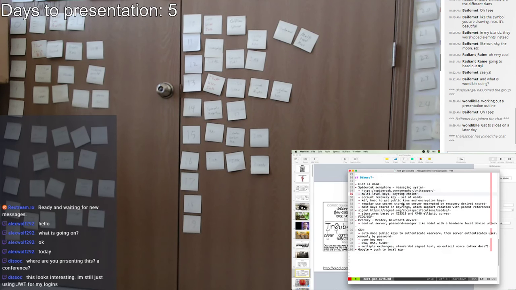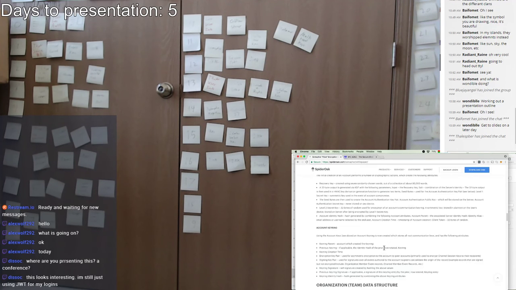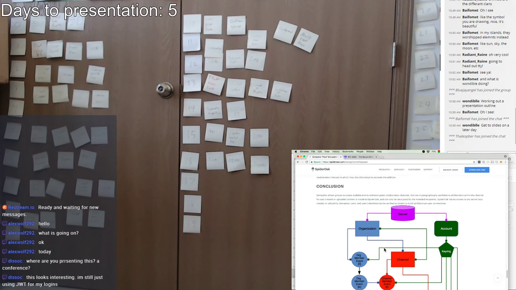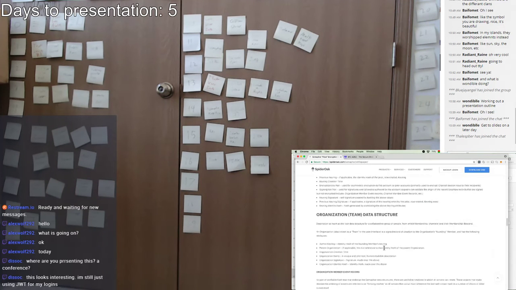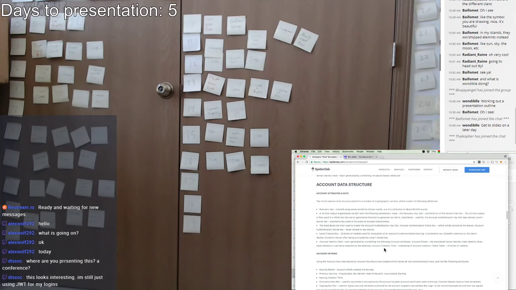All right, account recovery. That's a regular key. Do I still have that one up? Server to account. Where is account data structure? So how's my volume? I almost need to have both my mics on here, at two different distances.